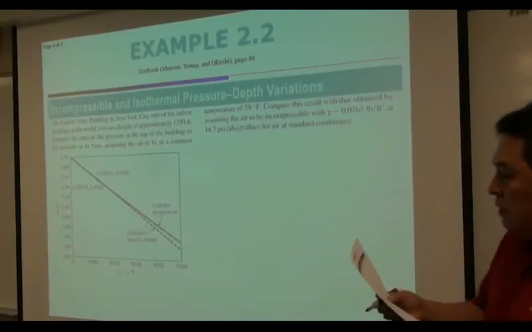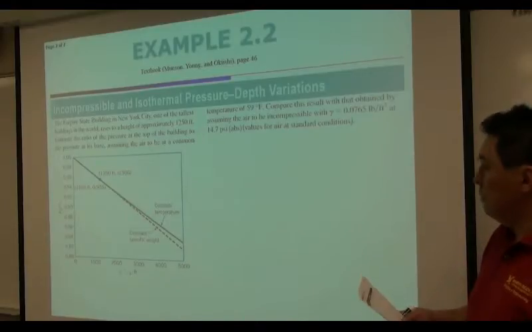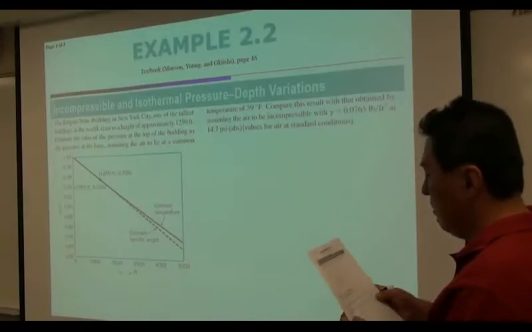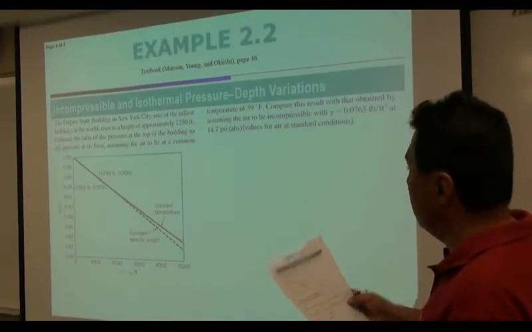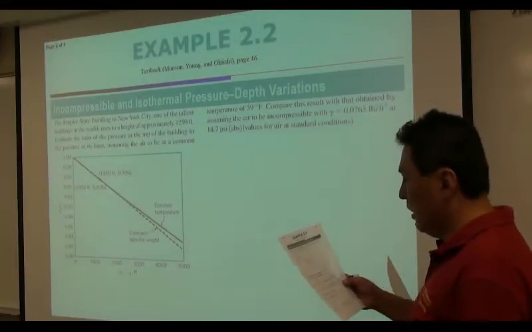Okay, let's take a look at example of Unit B2, page 2. This is the example program comparing incompressible and isothermal pressure variation within atmosphere. So let's take a look.